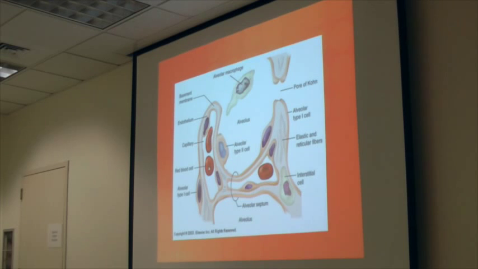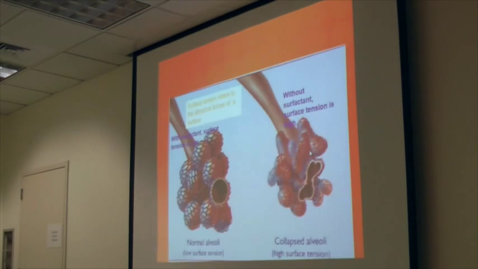Do you know what the red blobs are? Yeah, red blood cells coming through the capillary. Good. Does this make sense? Normal alveoli that have surfactant stay open, but without surfactant they tend to collapse because of the high surface tension.